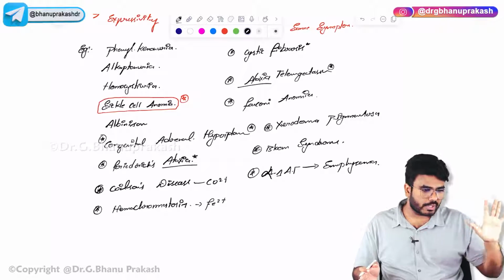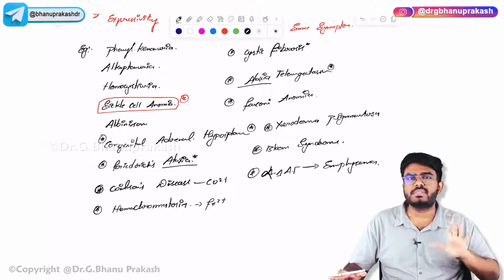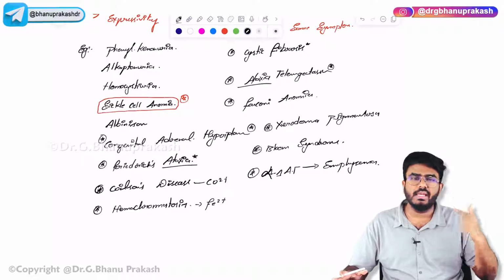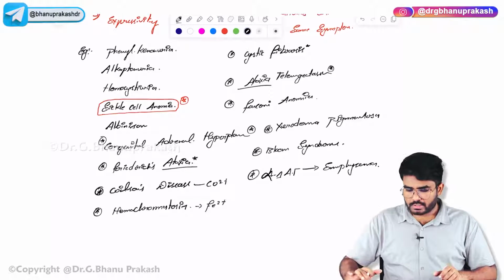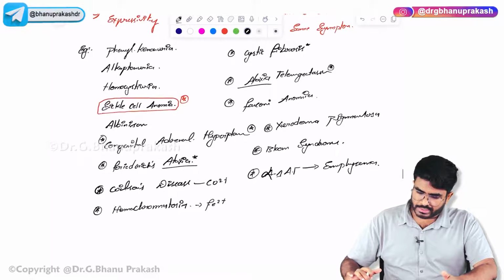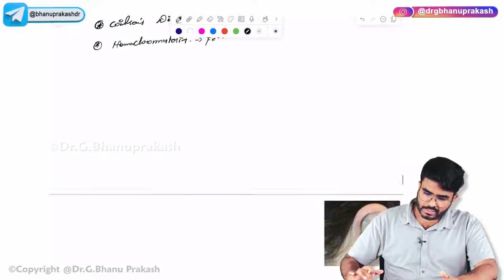You have to learn by heart which are autosomal dominant and which are autosomal recessive. 10 times, 20 times, 30 times, you have to learn them by heart. These things should be printed in your mind. Okay, so autosomal dominant and autosomal recessive conditions are completed. Now after this, let's continue.